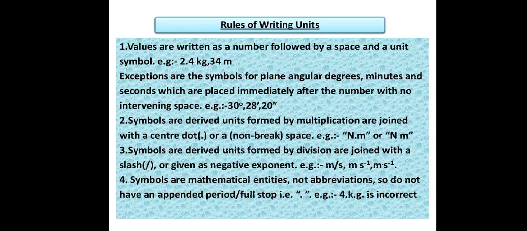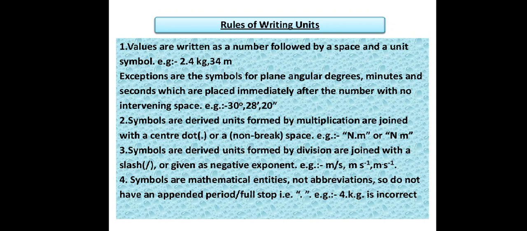When we represent minutes, degrees and angles, there is no need to give a space after the number. As you observe in the example, 30 degrees, 28 seconds, 20 minutes. The second one is symbols for derived units. Derived units formed by multiplication are joined with a centre dot or a non-break space. For example, Newton meter or kg meter per second square.